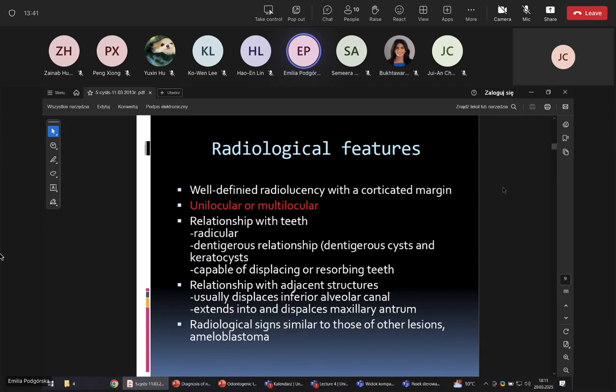radicular, dentigerous relationship, dentigerous cyst and keratocyst. Capable of displacing or resorbing teeth. Relationship with adjacent structures: usually displace the inferior alveolar canal, and extends into and displaces the maxillary antrum. Radiological signs similar to those of other lesions, such as ameloblastoma.